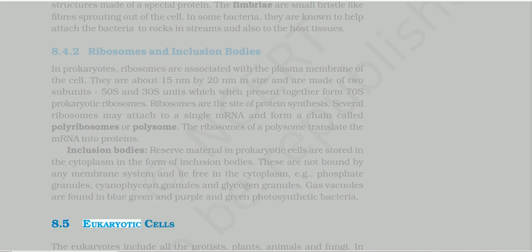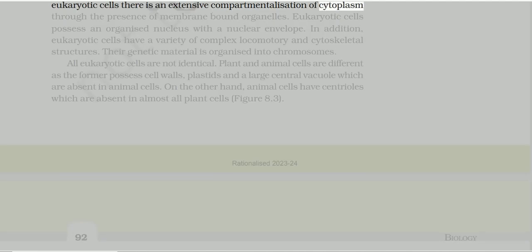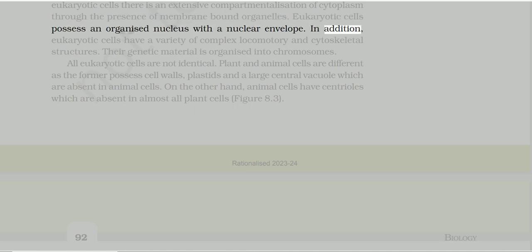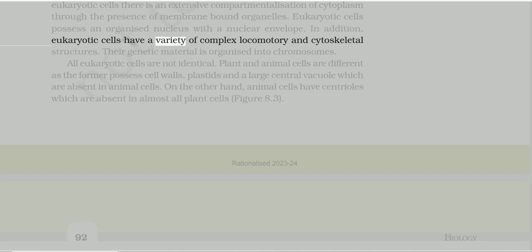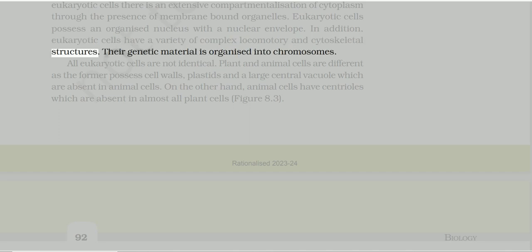8.5 Eukaryotic cells. The eukaryotes include all the protists, plants, animals, and fungi. In eukaryotic cells there is an extensive compartmentalization of cytoplasm through the presence of membrane-bound organelles. Eukaryotic cells possess an organized nucleus with a nuclear envelope. In addition, eukaryotic cells have a variety of complex locomotory and cytoskeletal structures. Their genetic material is organized into chromosomes.